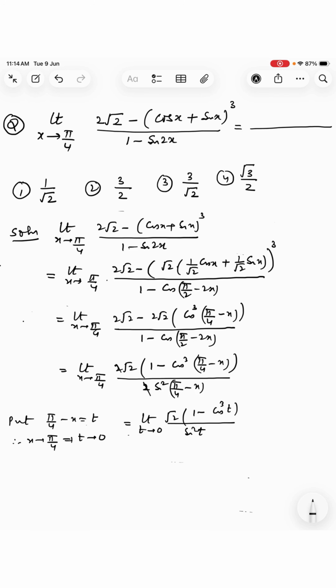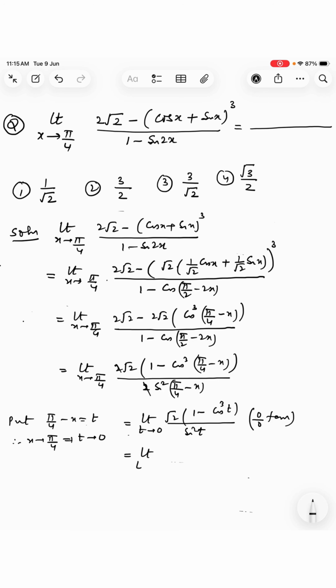So therefore, either you can use L'Hospital's rule to simplify this, or you can expand 1 minus cos cube t. So you can use L'Hospital's rule here, because as t tends to 0, cos cube t becomes 1. So 1 minus 1 is 0, and the denominator sin square 0 is also 0. So it is very clearly in 0 by 0 form.